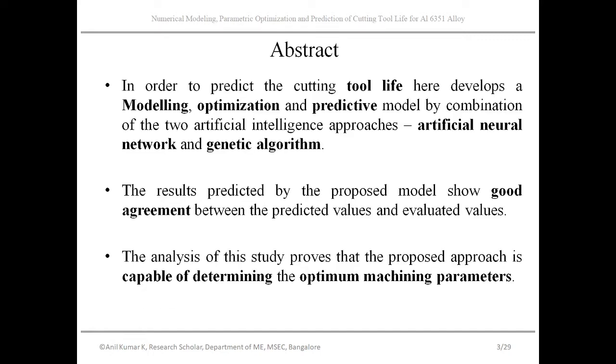In order to predict the cutting tool life, here I have developed modeling, optimization and a predictive model by using two artificial intelligence approaches, such as ANN and genetic algorithm. The results proposed have a good agreement between the predicted values and evaluated values. By this analysis, we can prove that the proposed approach is capable of determining the optimum machining parameters.